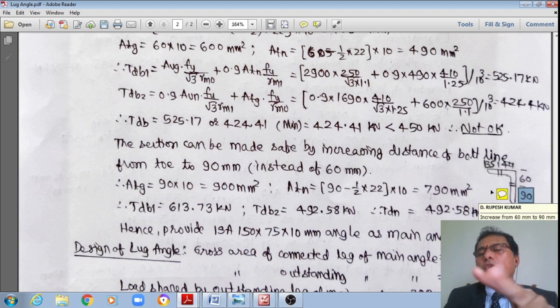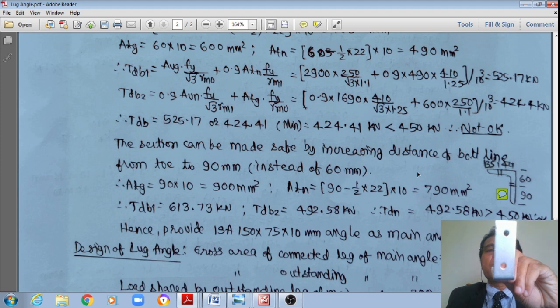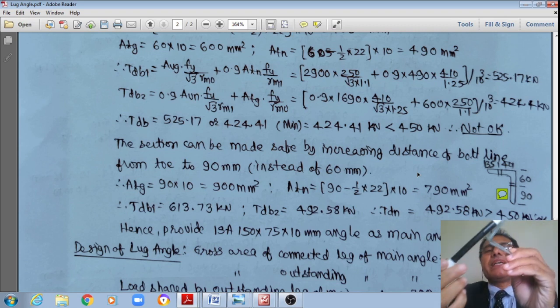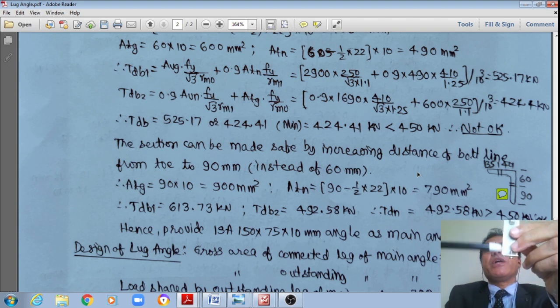Alternatively, you can increase this pitch value also. That is the second alternative, and that is the important point. Alternatively, you can increase both the pitch as well as this end distance from the toe, both. That is the third alternative.